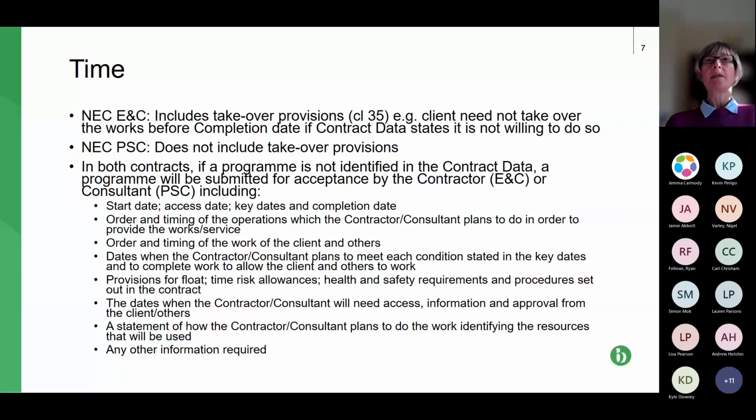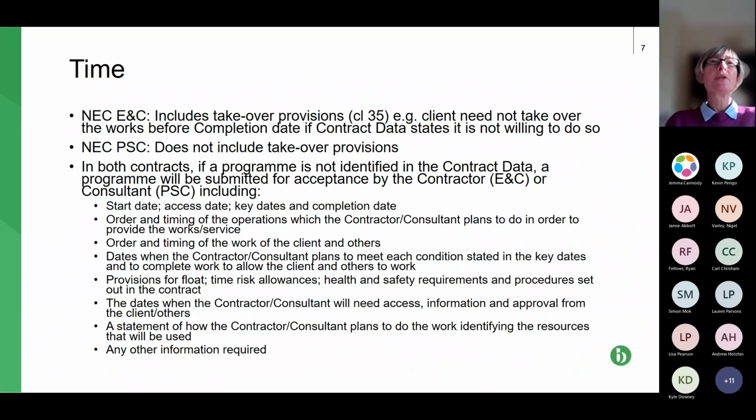In terms of timescales, this is clause three of NEC, so it covers things like the takeover provision, that's at clause 35. In particular, it states that in certain circumstances, the client, the employer, need not take over the works before the completion date, particularly if the contract data states it's not willing to do so. Now, these provisions aren't included in the professional services contract because, again, there's no issue about takeover. Obviously, there is an issue about completion, but there's no takeover, because takeover is the physical act of going onto site and taking over the physical works.